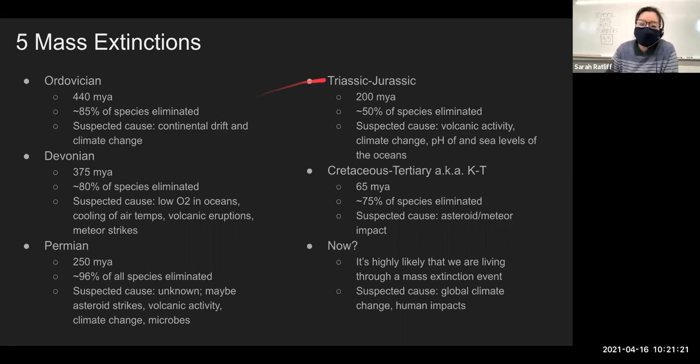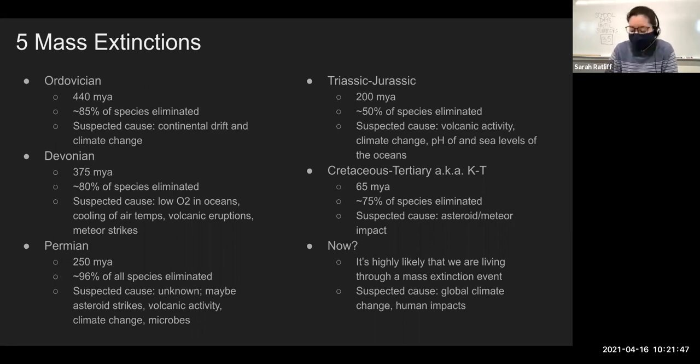Next up, Triassic, Jurassic. This one barely hits that mass extinction requirement. About half of all the species are gone. Again, volcanic activity, climate change. Are you seeing a pattern here? Possibly the pH of sea levels is changing. If I'm not adapted to a more acidic or basic pH, I'm gonna die.